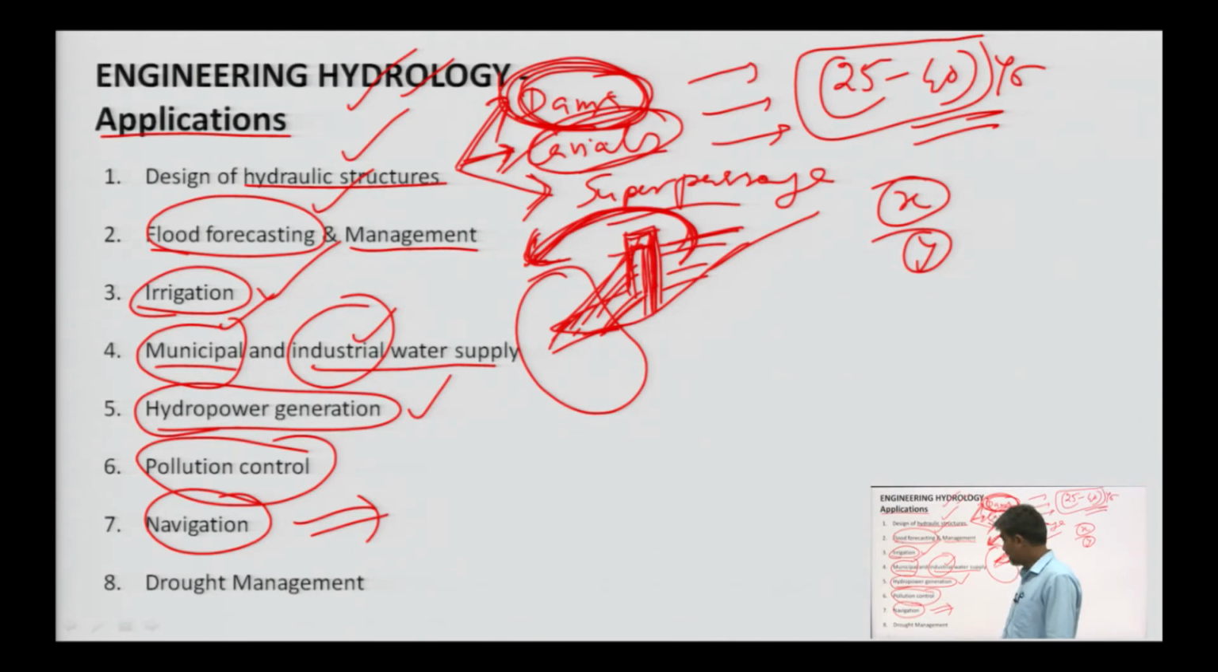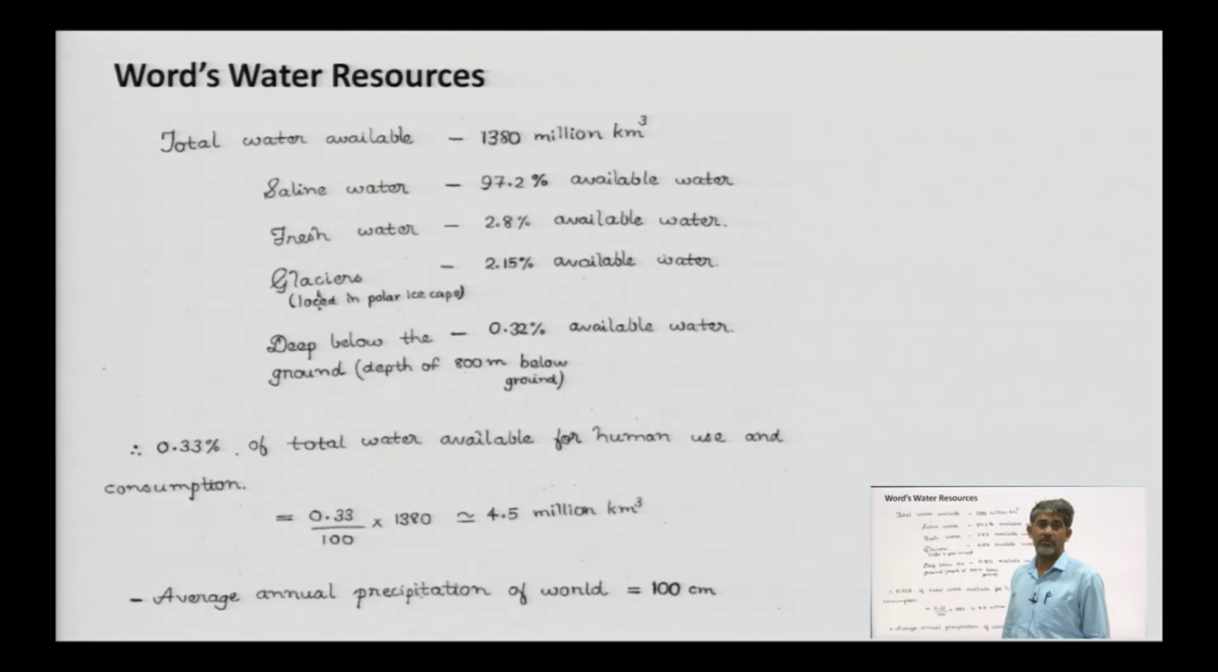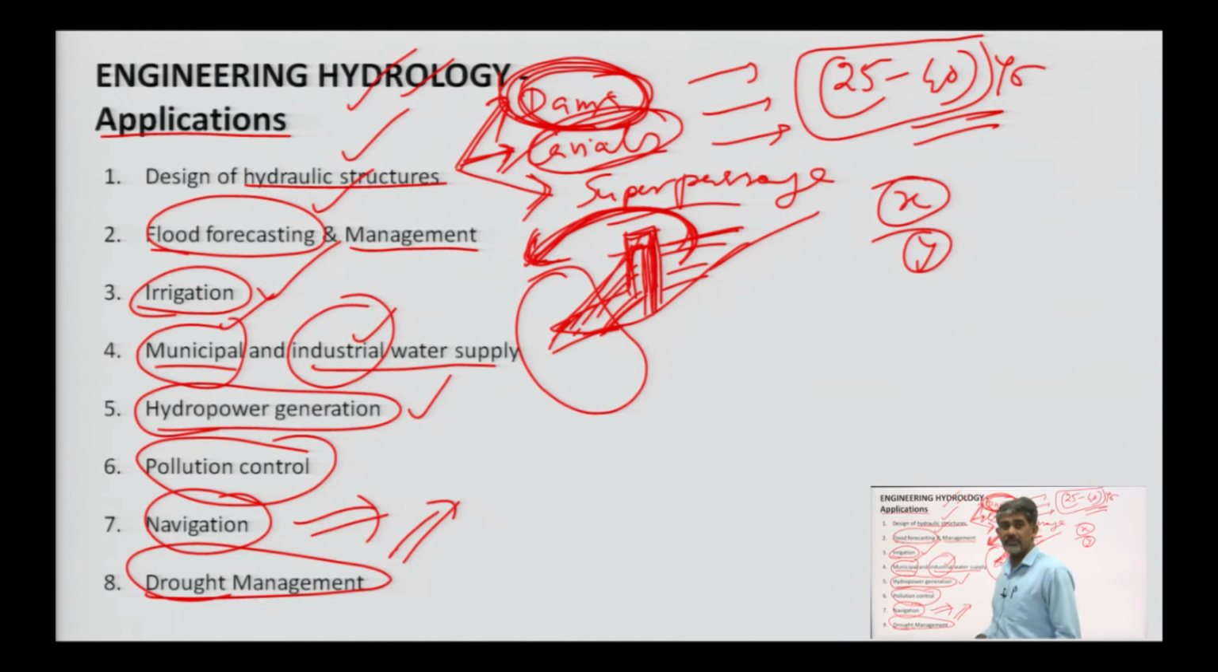Drought management, of course, depends on the knowledge of the availability of the water. If we know that this much quantity of water will be available, and our demand is beyond that, then we need to develop certain management. These are some major applications of engineering hydrology.